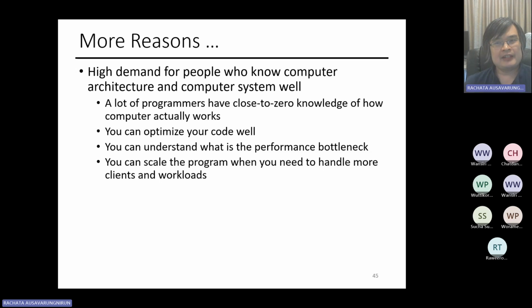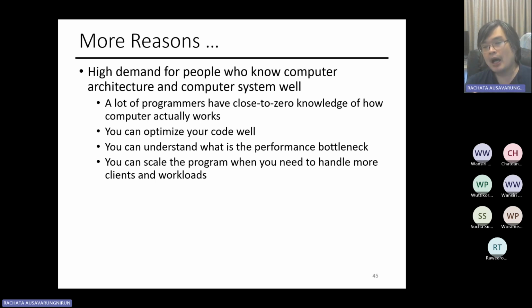Actually, we have a lot of high demand for people who know computer architecture and systems well. In the world, to be honest, if you know computer systems and you have an architecture background, there are a lot of jobs that would happily hire you because you know the system, right? Because a lot of programmers have close to zero knowledge of how a computer actually works. And this allows you to optimize your code quite well, understand the performance bottleneck, and scale your program, hopefully to handle more clients or more workload, right?